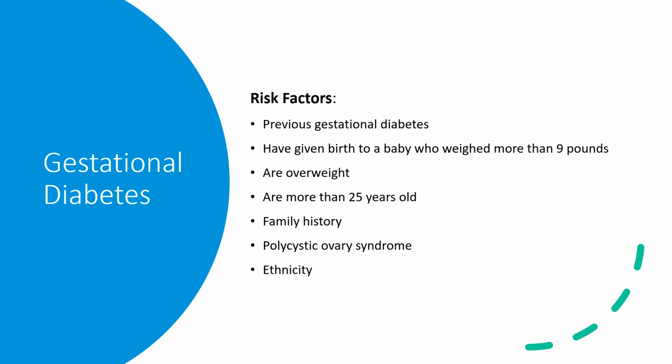Gestational diabetes usually goes away after the baby is born, but increases your risk for type 2 diabetes later in life. The baby is more likely to be obese as a child or teen and is likely to develop type 2 diabetes later in life too.